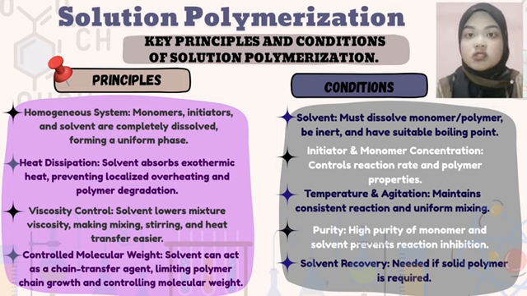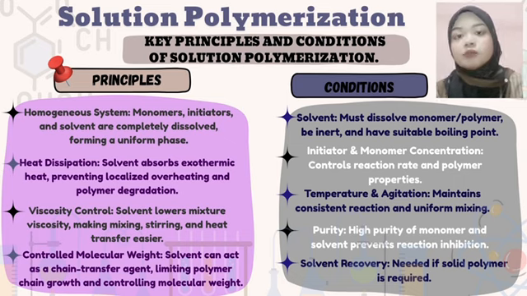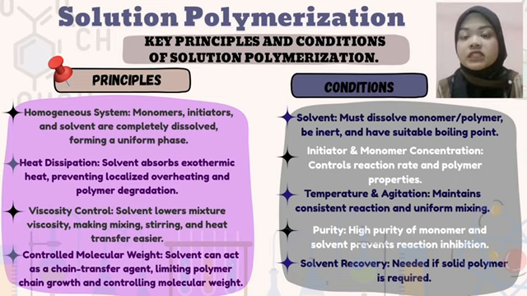A suitable solvent must be chosen so that it can dissolve the monomer and polymer, remain inert, and have a suitable boiling point. The concentration of monomer and initiator must be controlled because it affects the reaction rate and polymer properties. Temperature and agitation are important to maintain a consistent reaction and uniform mixing. High purity of materials is required to prevent reaction inhibition. Finally, if a solid polymer is needed, solvent recovery is required after polymerization.